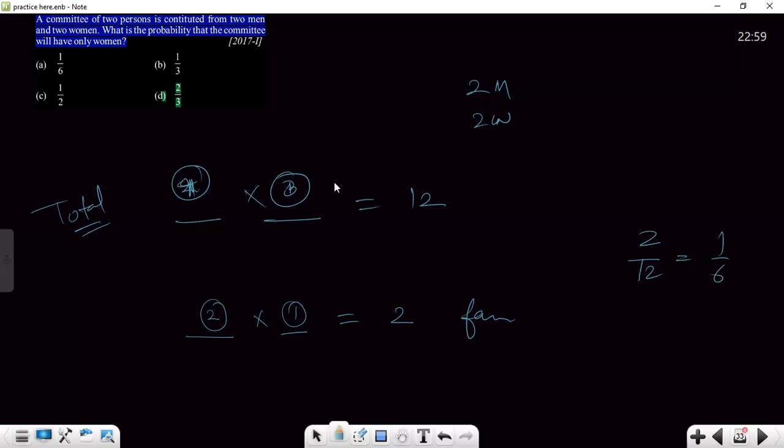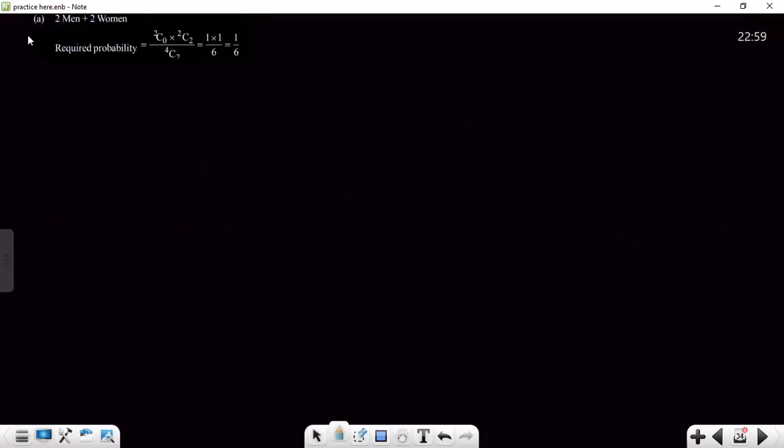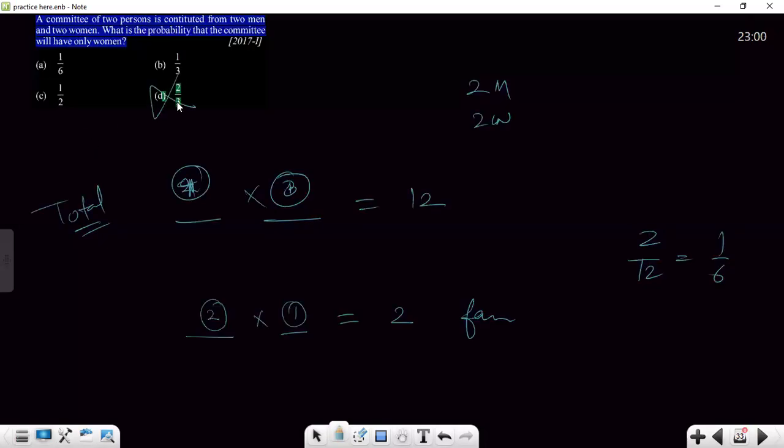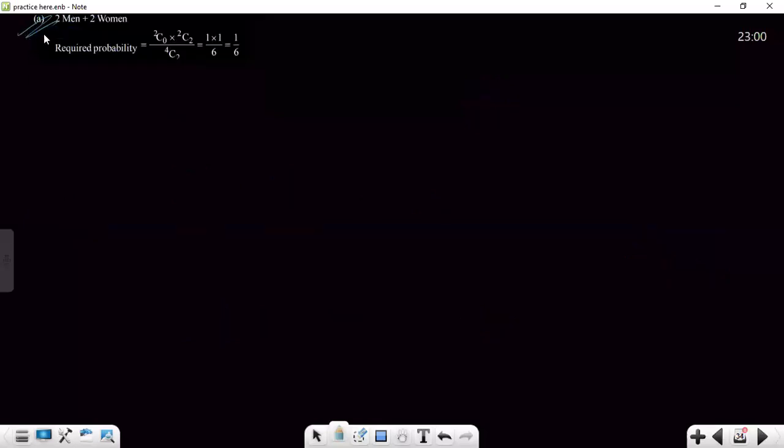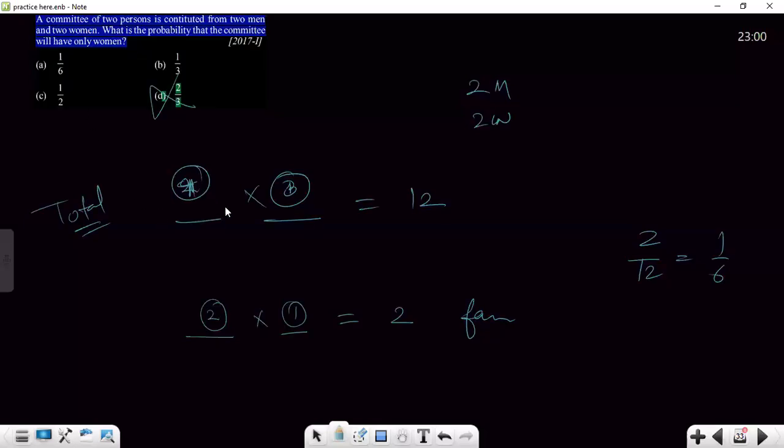Let us see the answer. Yes, A is the correct option. The highlighted part is wrong. A is the correct option as per the solution given also. Okay? Clear? Crystal clear? Yes.